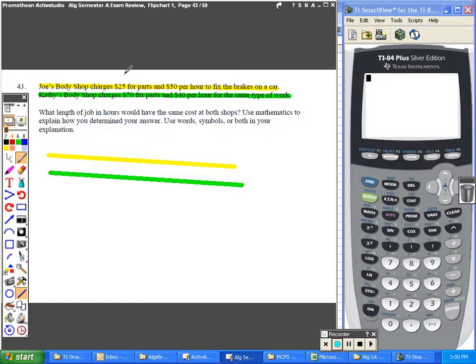Joe's Body Shop charges $25 for parts and $50 per hour. Well, as soon as I hear the word per, I know this number is going to be my rate, which means it's going to be my m value, my slope value. So to write this out, I would do y equals $50 per hour. In this case, I'll use x. Plus, you must pay $25 for parts. That's kind of like your extra fee.